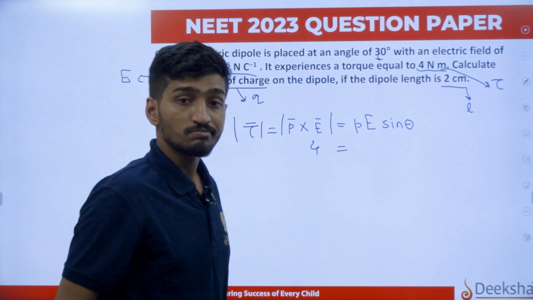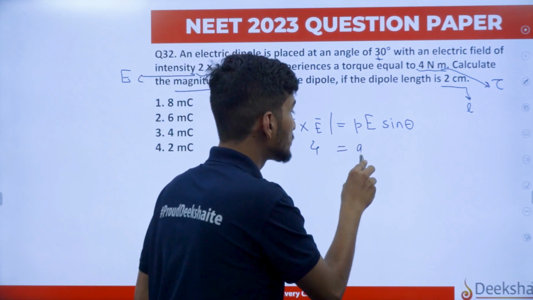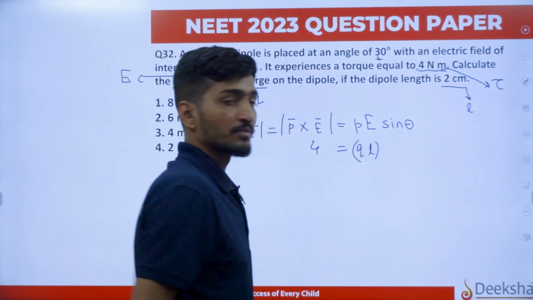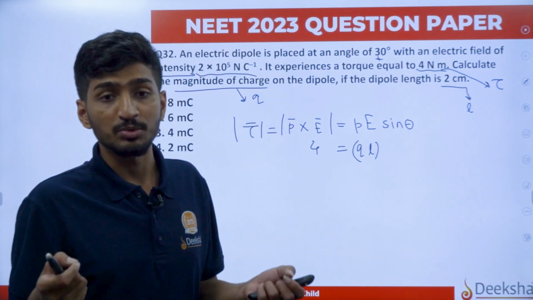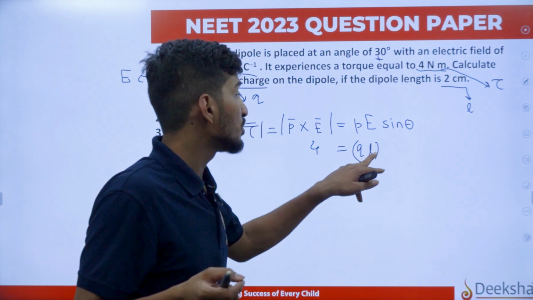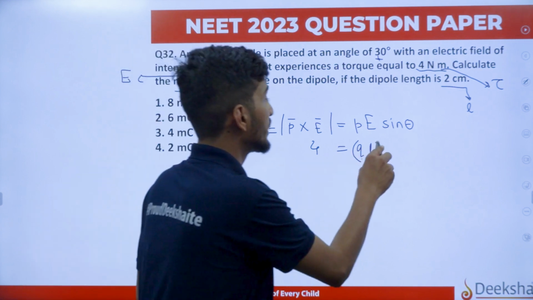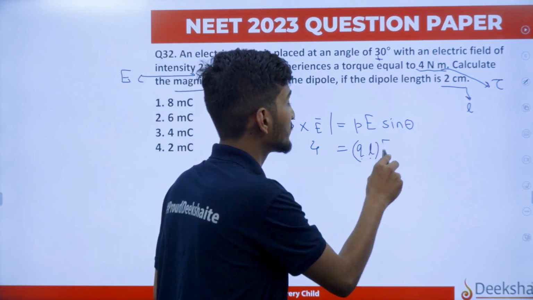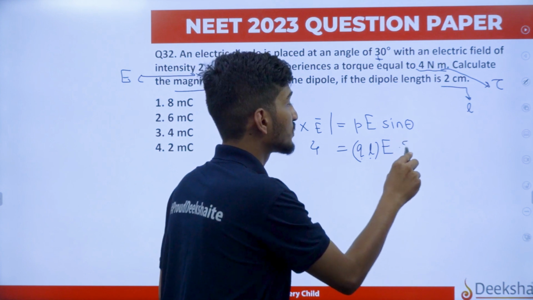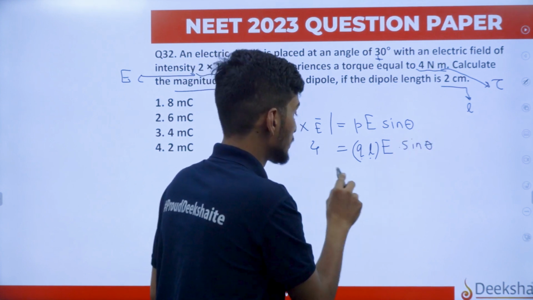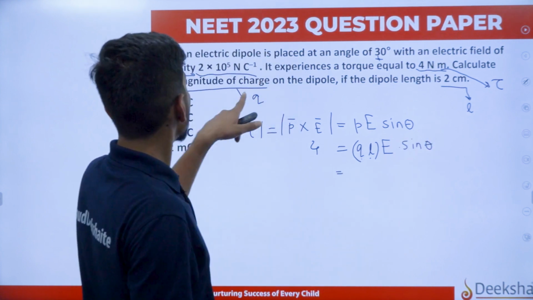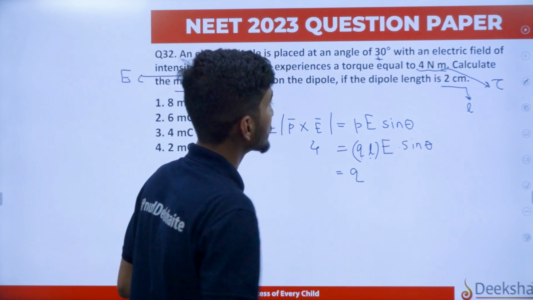P can be known. P is Q into L, right? The dipole moment of a dipole is the charge on the dipole and the length of the dipole, into the value of the electric field E, and the value of sine theta, whatever it is. So let's write all the values. Charge on the dipole is not known, so let's write it as Q.